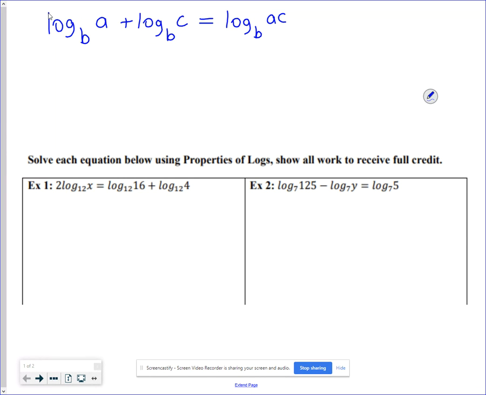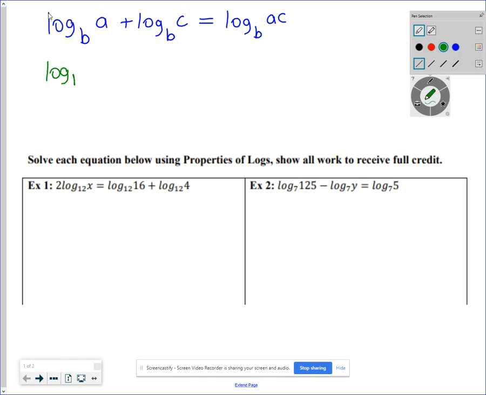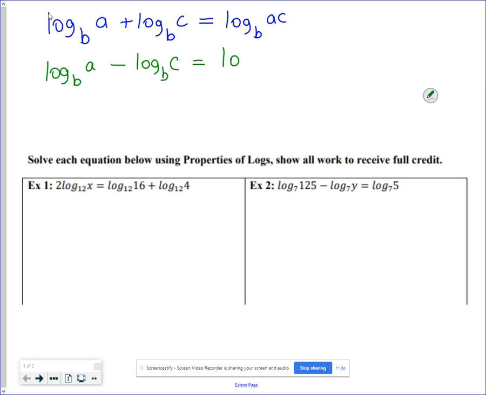The second rule we had is very similar to that one, but it involves subtraction and division. And that says if you have log base b of a minus log base b of c, that's equal to log base b of a divided by c.